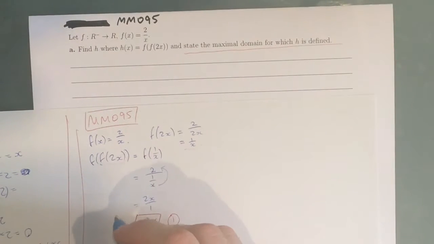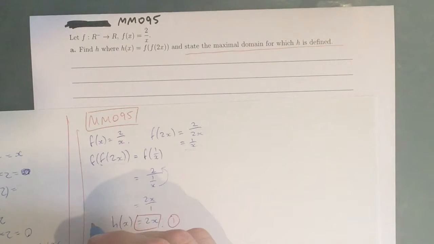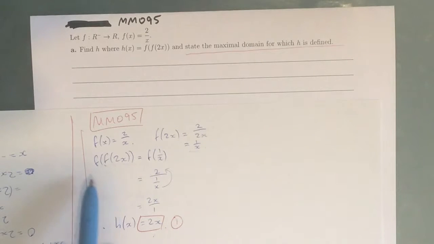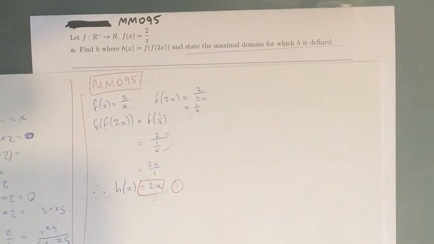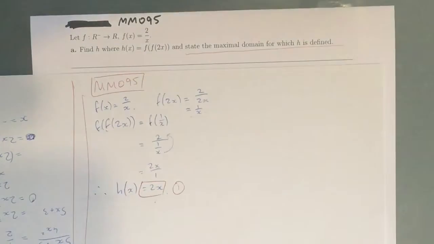Naughty. Therefore, h of x equals 2x. Don't leave it as f of 2x. Make sure you write h of x. So that's our first mark. However, we still need to state the maximal domain.